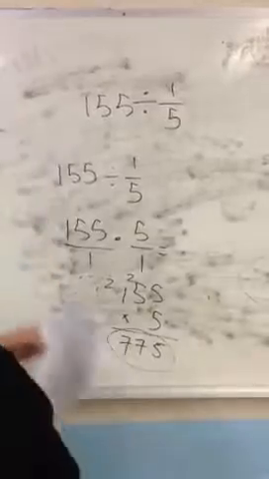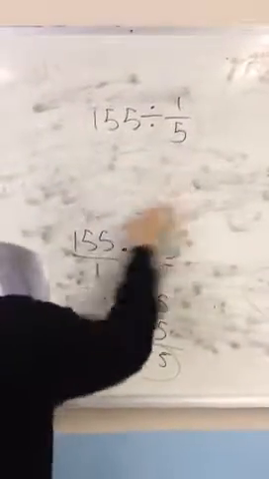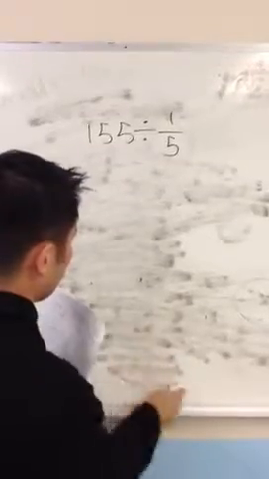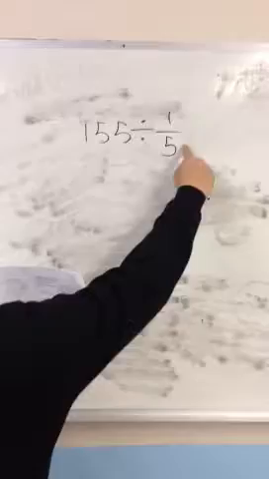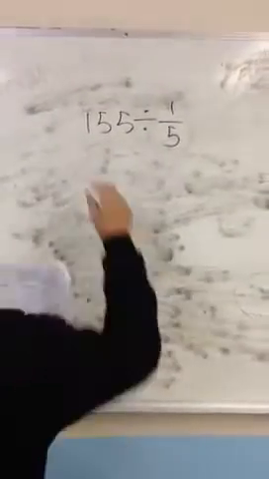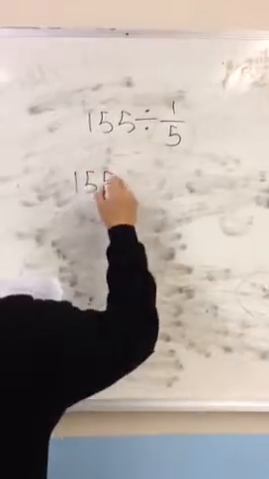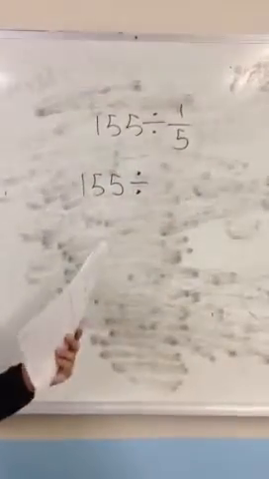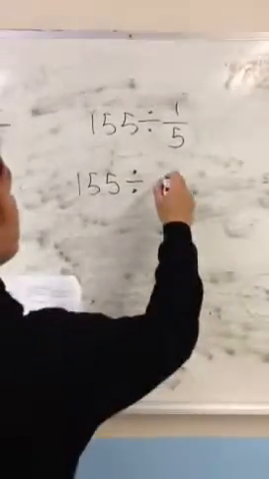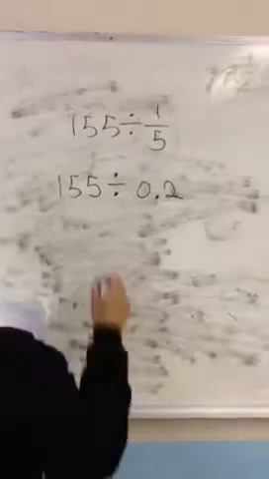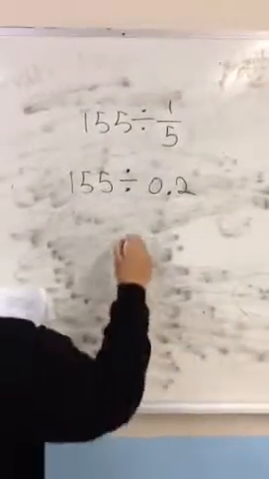The last way that they're expected to solve this problem is actually to take your fraction and write it out as a decimal and just use straight long division. So they're going to do 155 divided by 1/5 as a benchmark fraction. They should know how to convert that. That's 0.2. So then they just literally divide this.